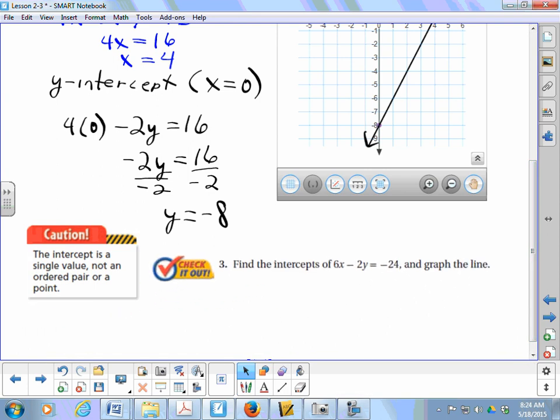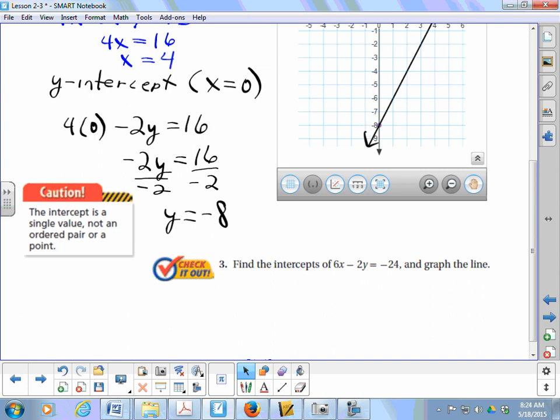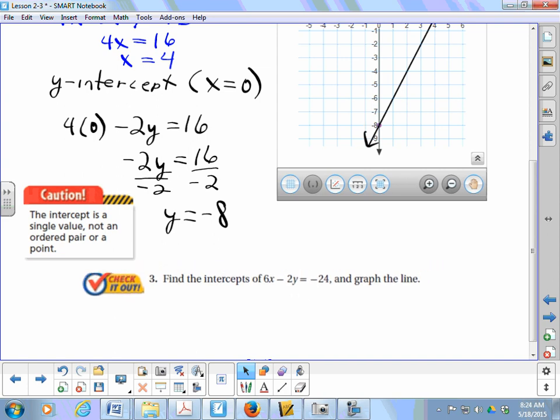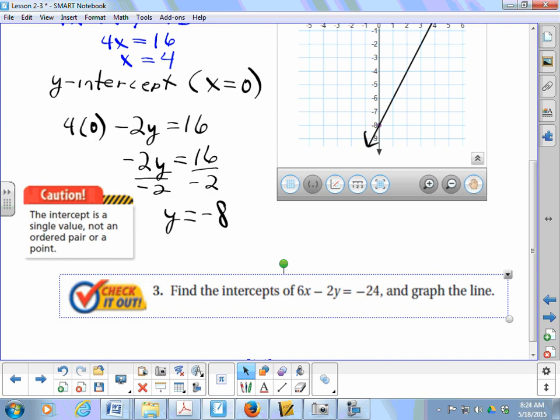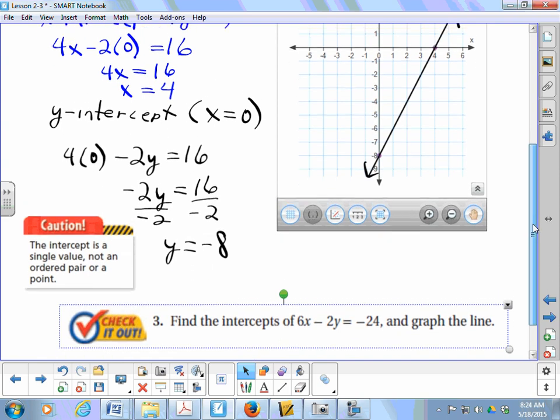Okay, here's a little caution. Remember, the intercepts are a single value, not an ordered pair. So when you write the intercept, it's just either x equals or y equals. It's not a point like 0, 2, or 0, -8, or 4, 0.